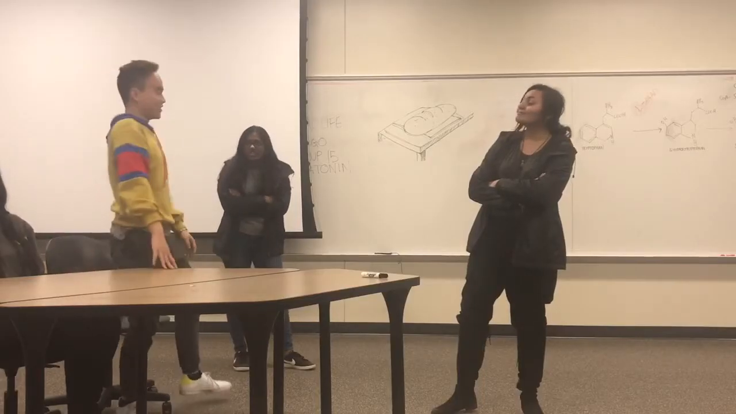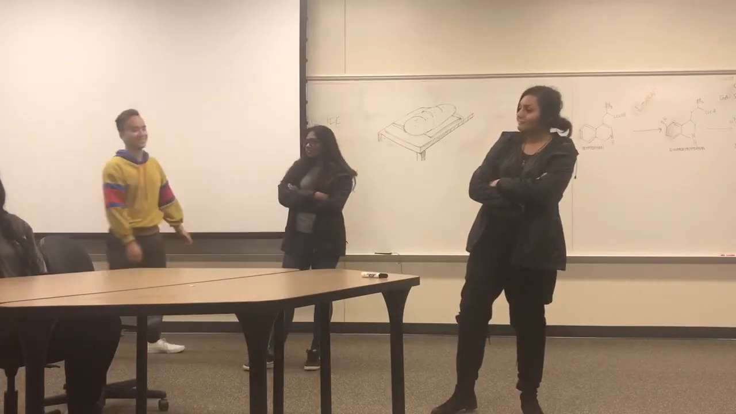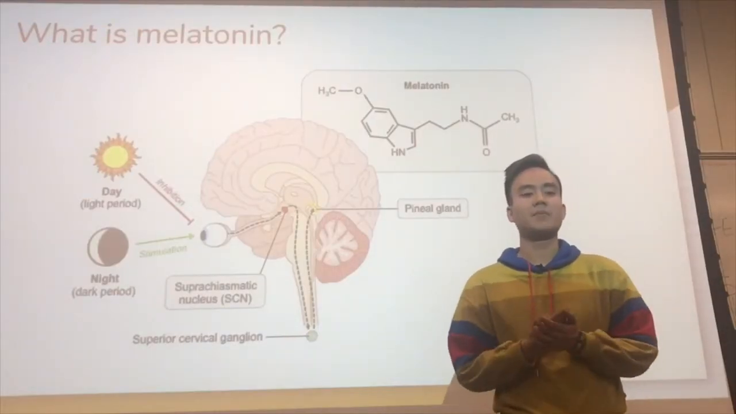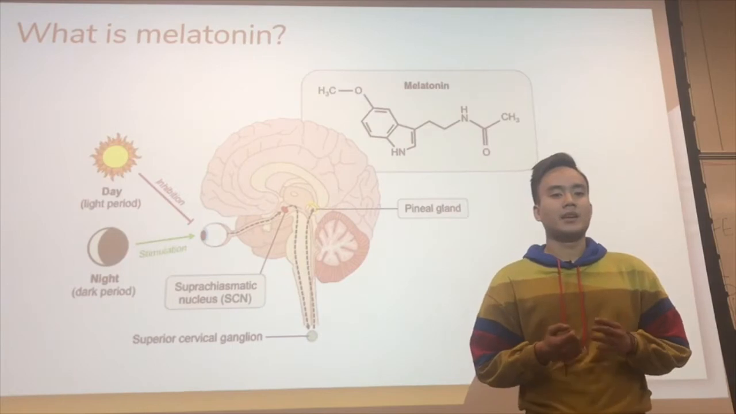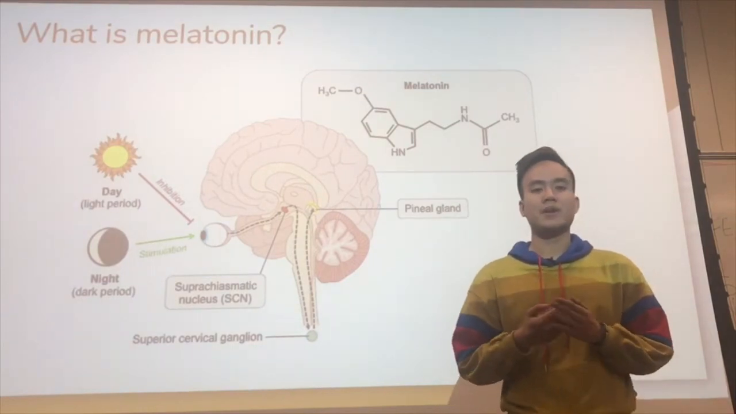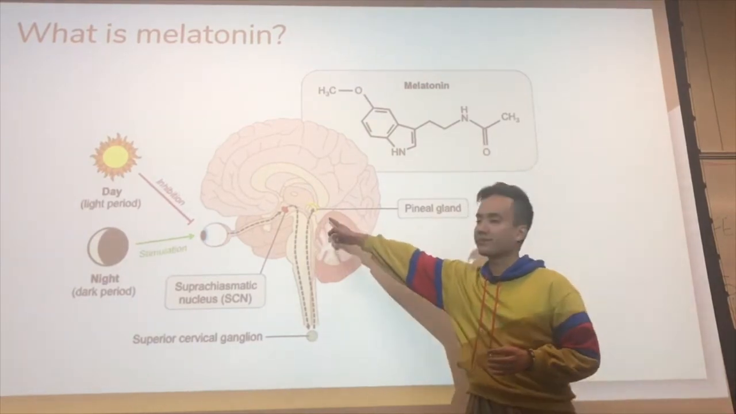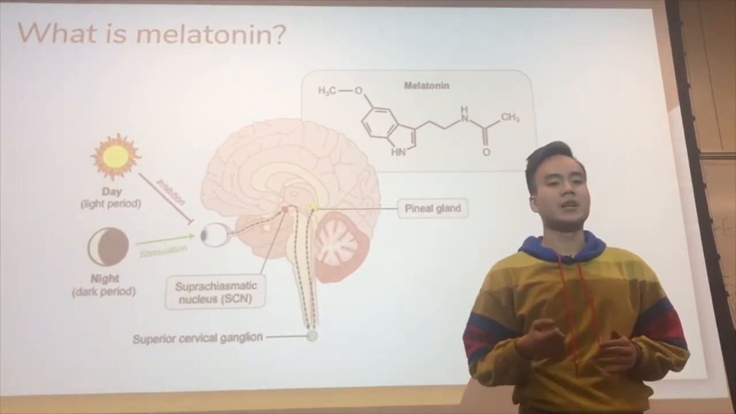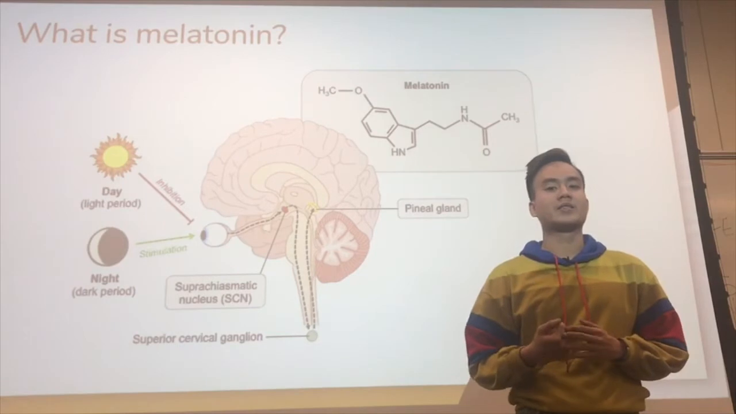Let me show you. Melatonin is a biogenic amine that's commonly found in animals and plants. In mammals, melatonin is produced by the pineal gland, which is found right there. In humans, melatonin is a hormone naturally produced by our body to regulate our sleep.